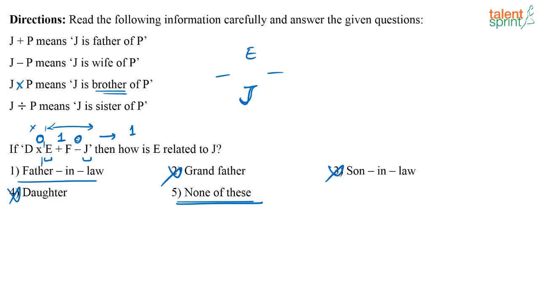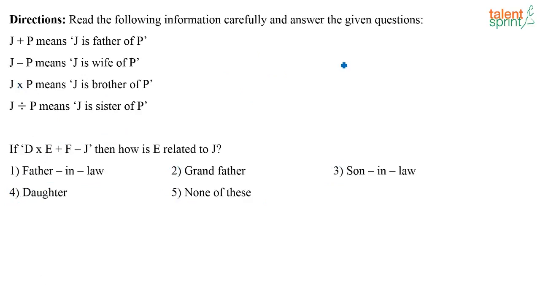D cross E, right? Now, let me just erase all this. So, what does D cross E mean? D is the brother of E. So, D is the brother, I am just representing it as boy, a male person, right? So, boy. You can use plus, minus or M, F, whatever notation for male and female. See to it that you are using the standard notation throughout the problem, that's all.